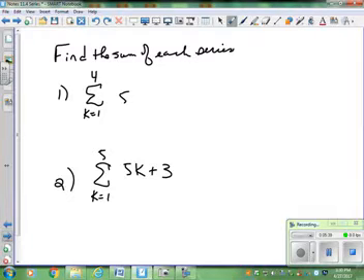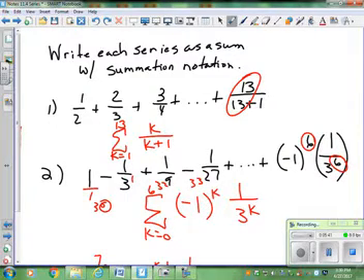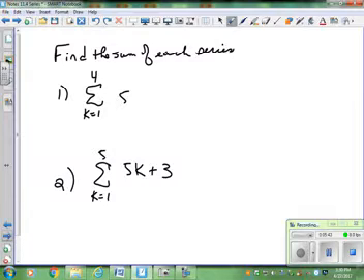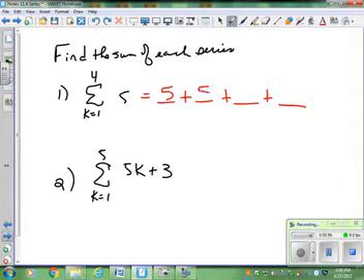So now I'll double check, make sure I didn't hit that. That's right. So find the sum of each series. So in this first one, you're supposed to plug the numbers from 1 to 4 in. That means you're going to get 4 numbers to add up. But there's nothing to plug the k in, so they're all 5. That's a constant function. So a constant function will actually add up to the same number each time.